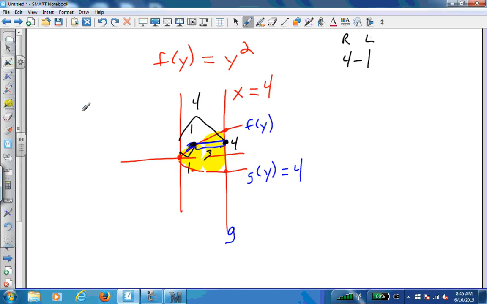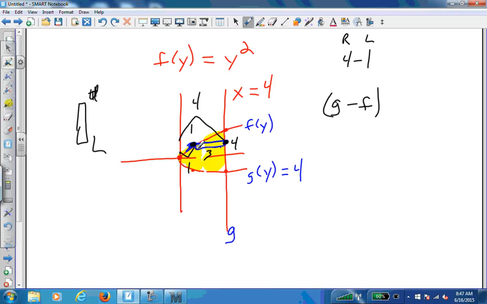So when we integrated using a vertical sample element, we did our upper minus our lower function to get the length. If we're doing a horizontal sample element, we do the right minus the left, because that's the larger minus the smaller. So if we want the area of that sample element, it's the right side minus the left side. So our right side is given by G, the left side by F.